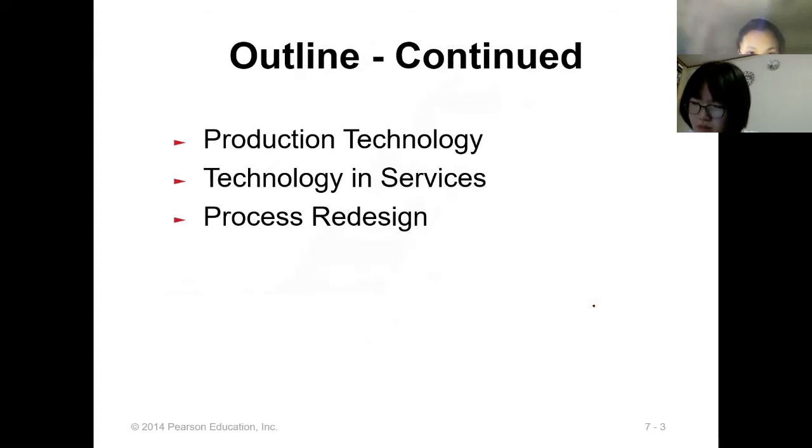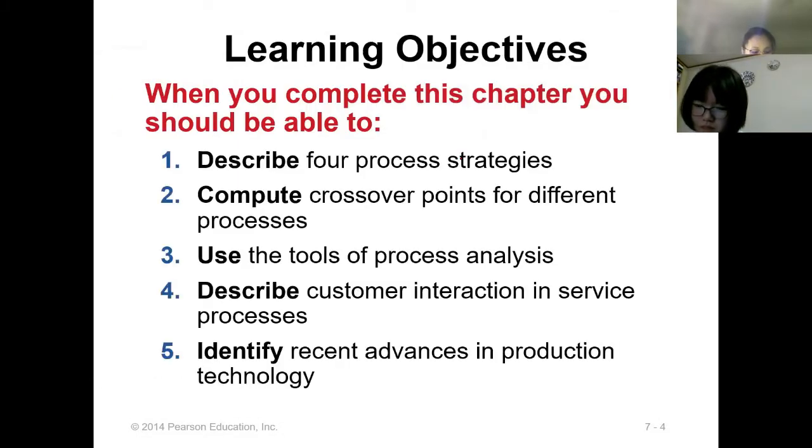Then related to the equipment, there is production technology. For example, things like computer numerical control, machining process, and also technology in services. We've seen some technology in services before also, right? And there's a topic on process redesign at the end. So hopefully, by the end of this chapter, you'll be able to look at any companies, especially manufacturing or production companies, and see 4 basic processes.